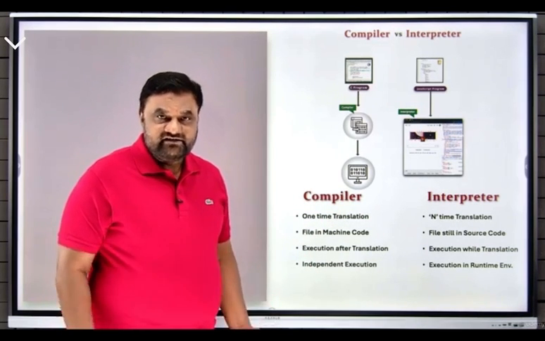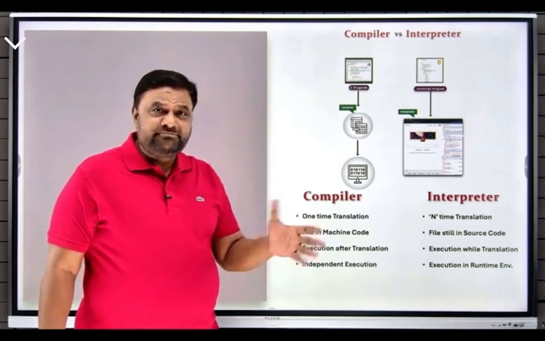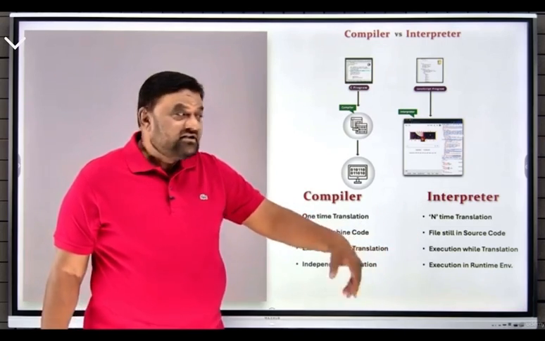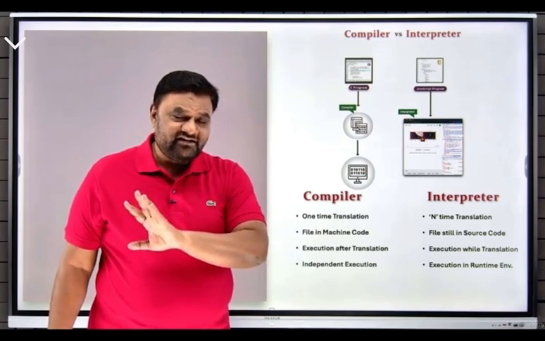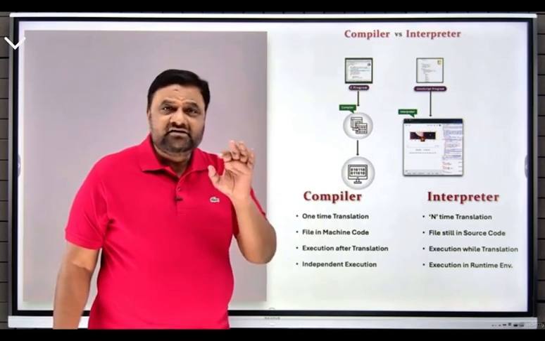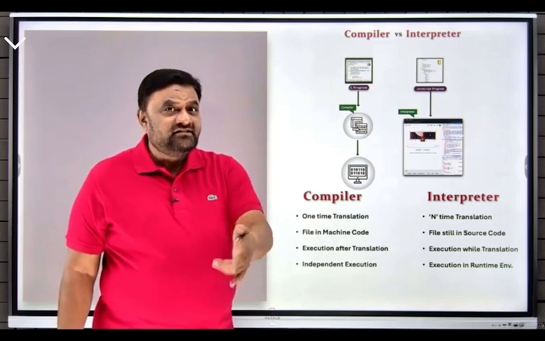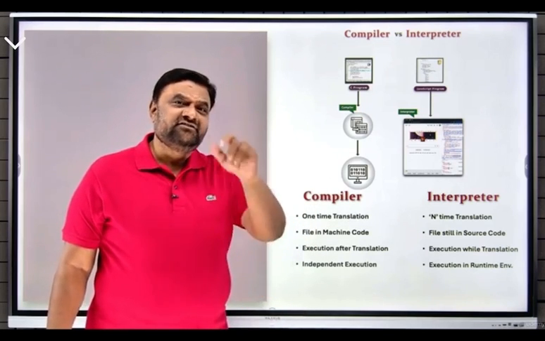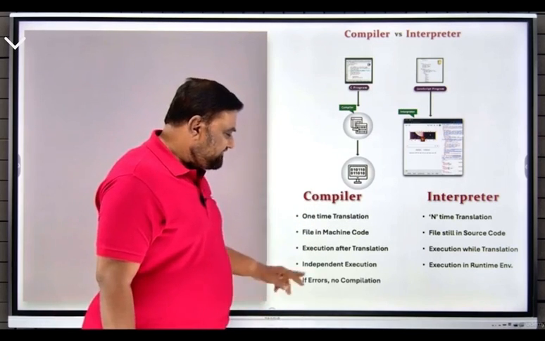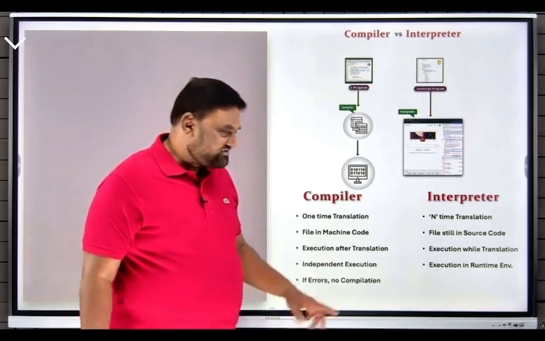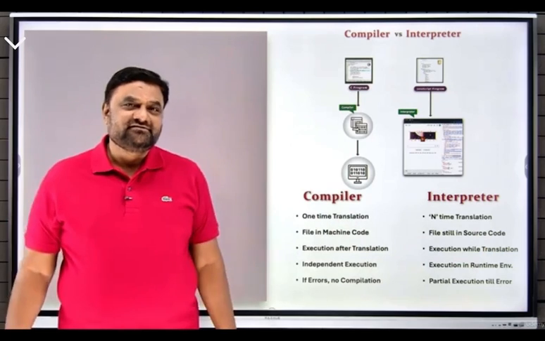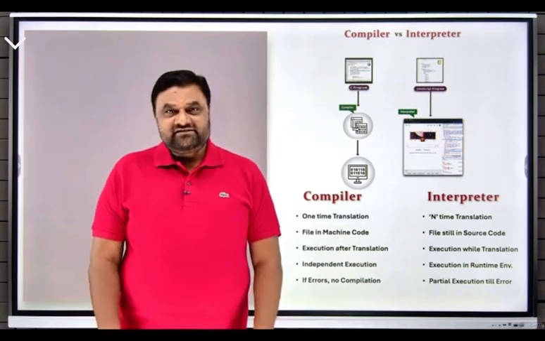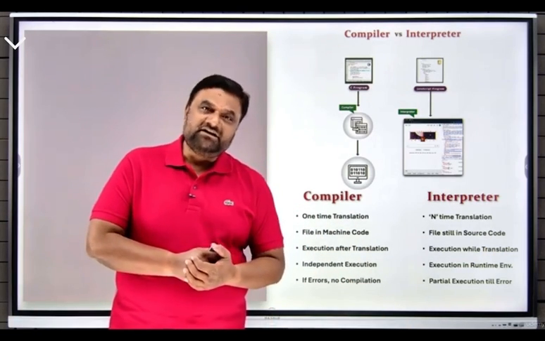And the last thing, if there are any errors in your C program, it never gets compiled. JavaScript will run up to the point where there is an error. If there is a 10-line program and the error is in the 10th line, 9 lines it will execute and at the 10th line it will stop. So here, if errors, no compilation. Here, partial execution till you reach the error. That's it. These are the differences between compiler and interpreter.